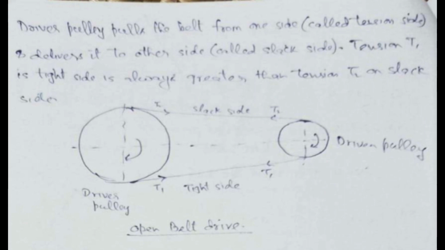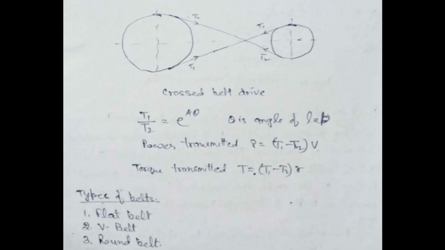Now we have two systems in belt drive. One is open belt drive and another is crossed belt drive. As you can see in the diagram, when belt is wrapped simply on both the pulleys, the system is known as open belt drive. In second figure, you can see that belt is wrapped around both the pulleys in a cross way, so it is called crossed belt drive.